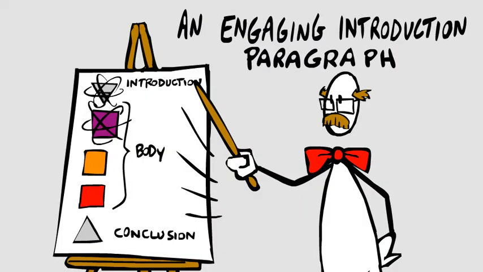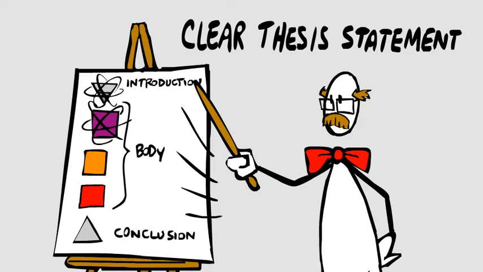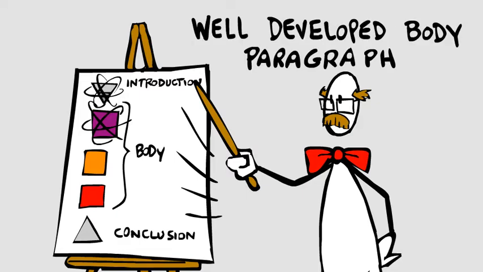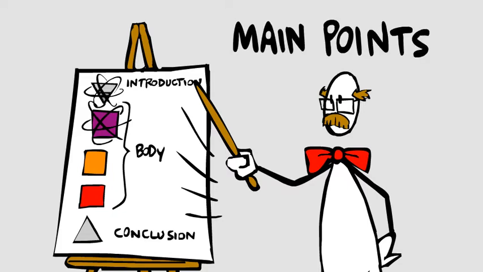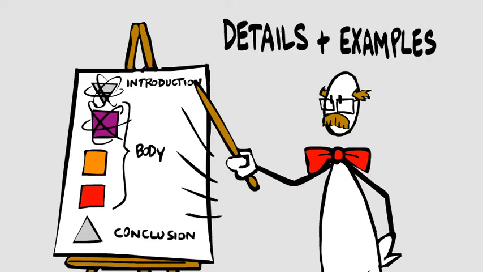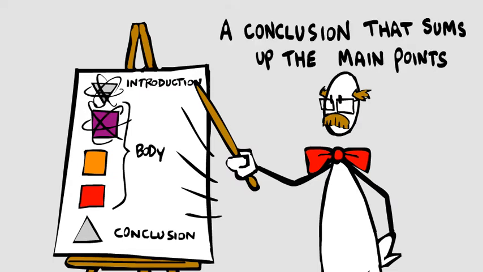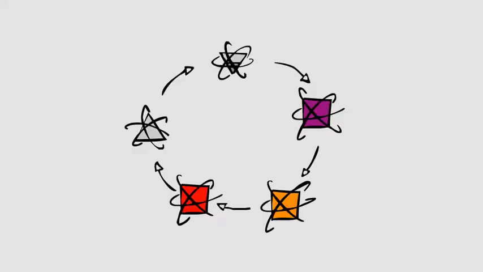An engaging introduction paragraph that finishes with a clear thesis statement. Well-developed body paragraphs that include topic sentences and main points backed up with specific details and examples. And a conclusion that sums up the main points. You can adapt this basic structure to any paper, regardless of length, and for any topic you are assigned.